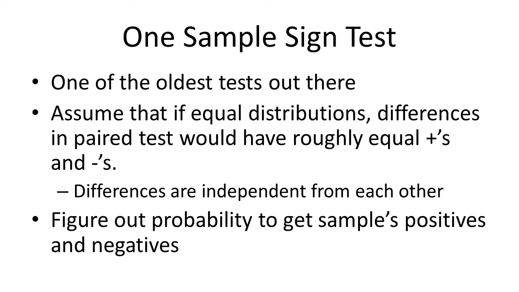Moving on, there's the one sample sign test. It's one of the oldest tests out there. It basically assumes that if you have two samples from the same population, their differences on average would have the same amount of positives and negatives because they're roughly the same. So basically what you do is figure out the probability that you would get those amounts of positives and negatives, and then compare that to what the expected value would be if it was an equally likely chance of either one occurring.